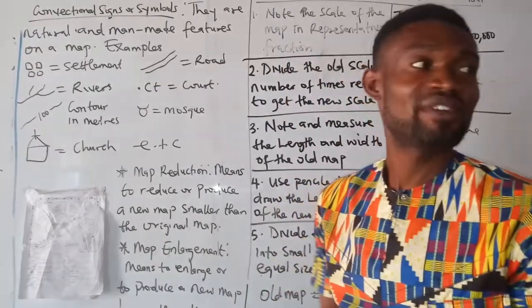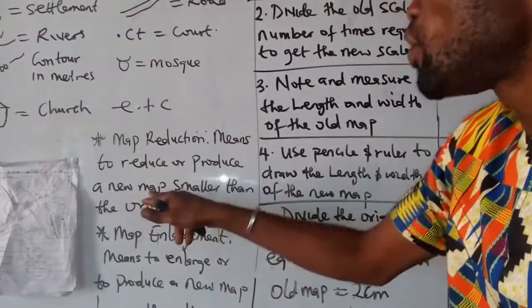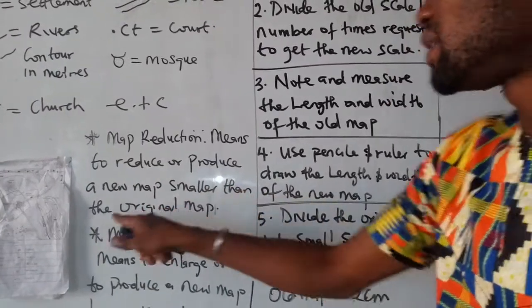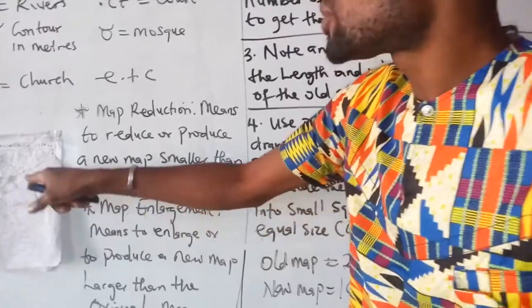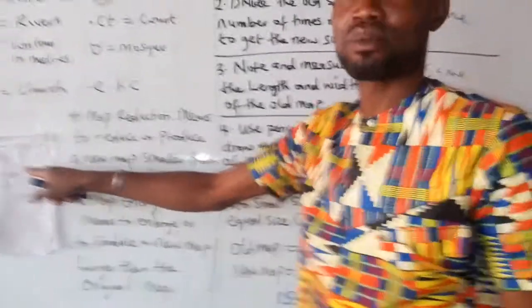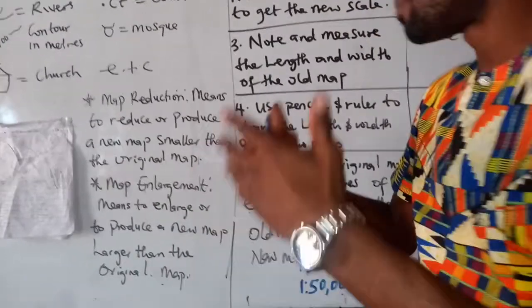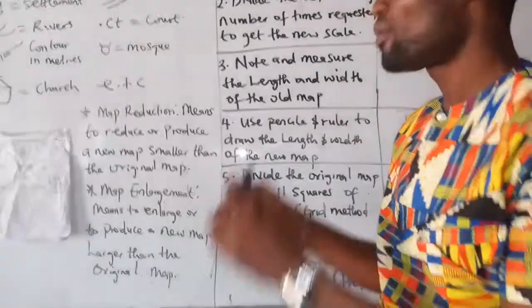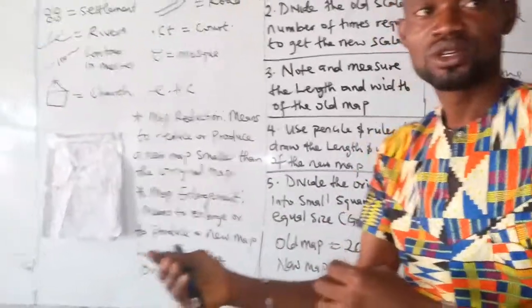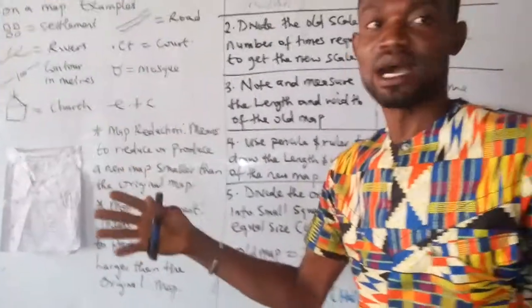The section that we have now is map reduction, which means to reduce or produce a new map smaller than the original size. So if they ask you to reduce this map, it means you are going to reduce the size of this map smaller than this map. The same thing, map enlargement means to enlarge or to produce a new map larger than the original map. So map reduction means to reduce, to get it smaller, while enlargement means to make it bigger.